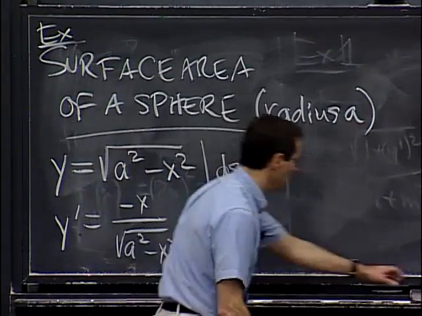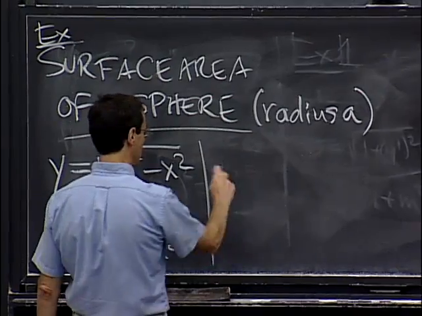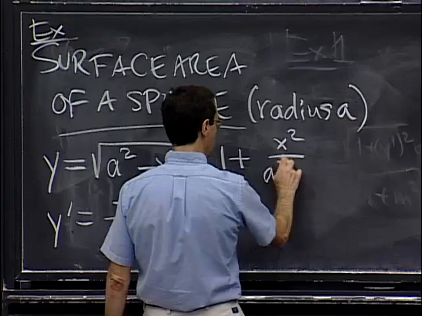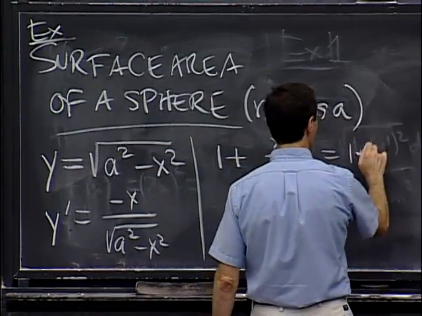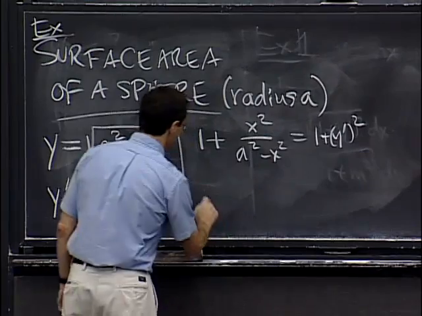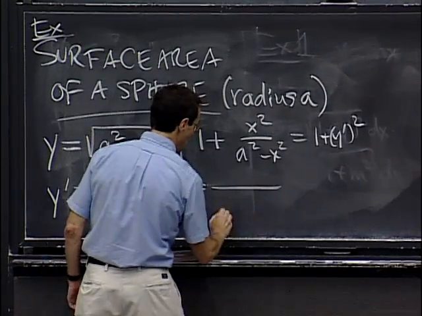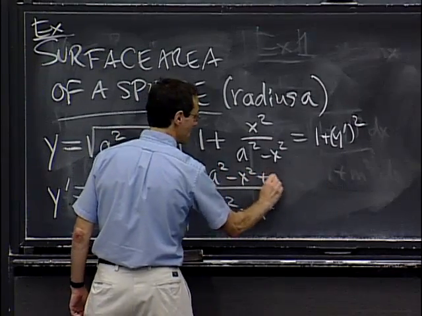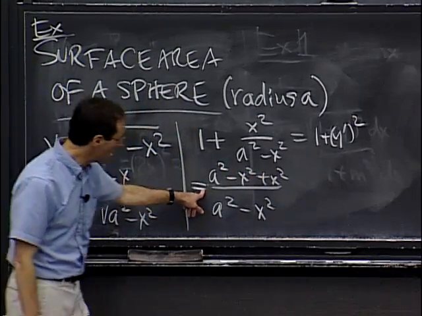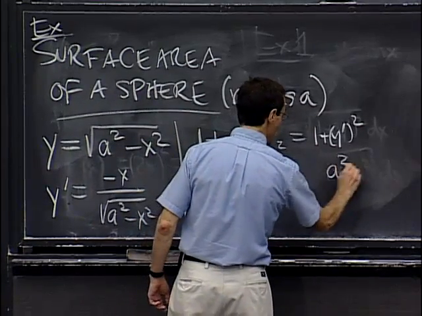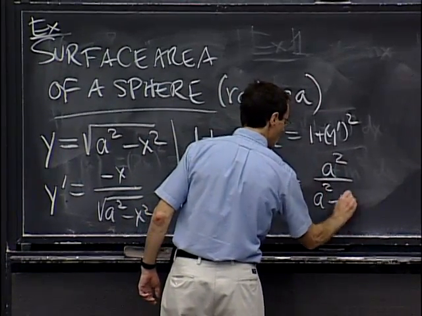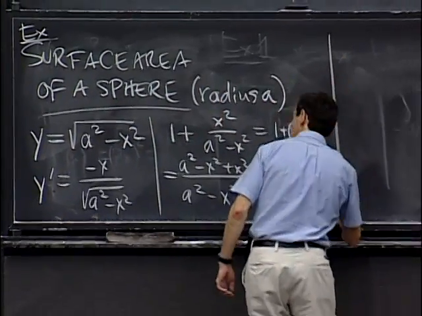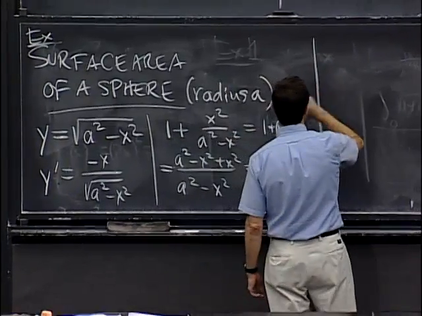Well, maybe I'll just carry it out because that's always nice. So we have 1 plus x squared over a squared minus x squared, right? That's 1 plus y prime squared. And now I put this over a common denominator. I get a squared minus x squared, and I have in the numerator a squared minus x squared plus x squared. So the same cancellation occurs, but now we get an a squared in the numerator. All right?